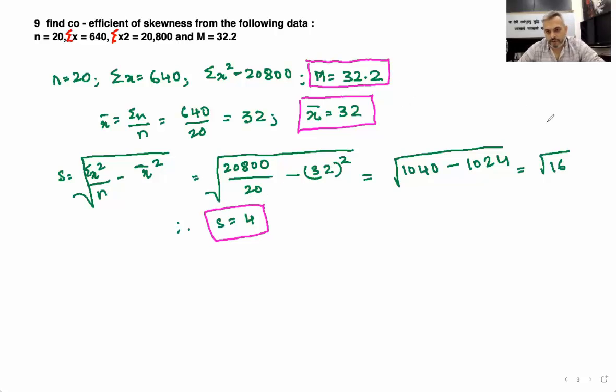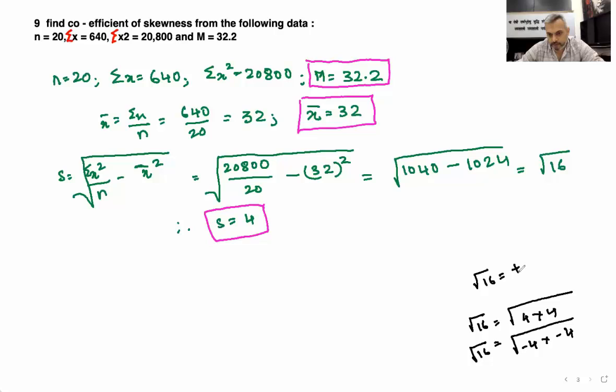Now I have one question for you. Normally, the square root of 16 can be the square root of 4 into 4, and it can also be the square root of minus 4 into minus 4. So the square root of 16 can be equal to plus or minus 4. But then why are we not taking plus or minus 4? We are taking only 4. Can anyone tell me?